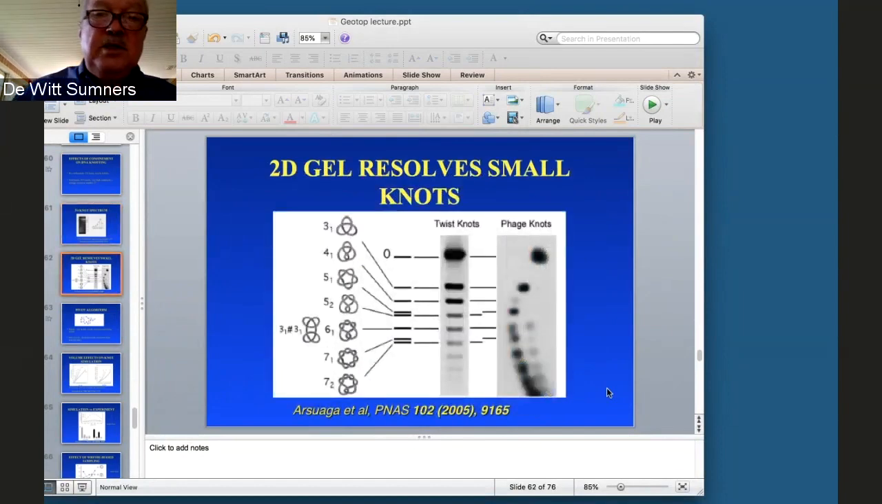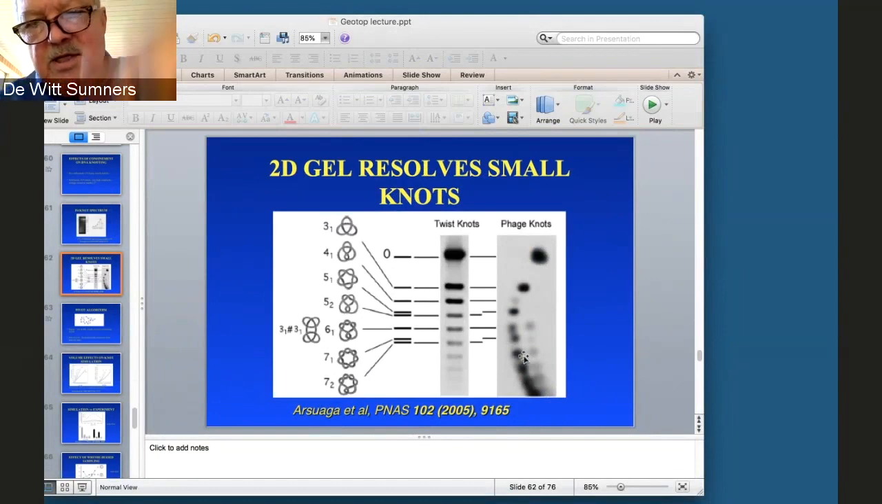It's possible to do a two-dimensional gel to resolve the very small knots. So you run the gel in a single direction down, and then you change the position of the electrodes and change the voltage to a higher voltage and run it to the right. And then it takes bands and splits them. So this is the unknot. And this one here is the trefoil knot. It's this blob. But here's the figure 8 knot.